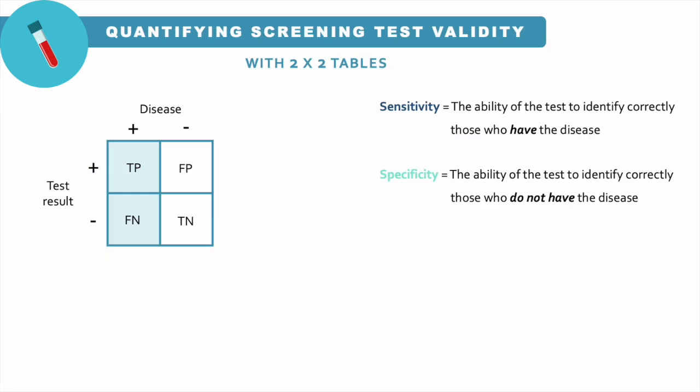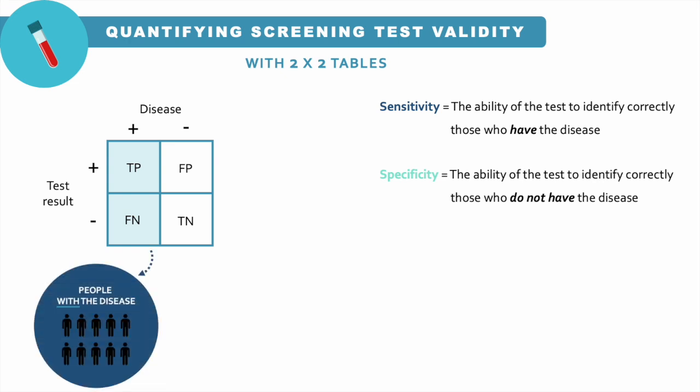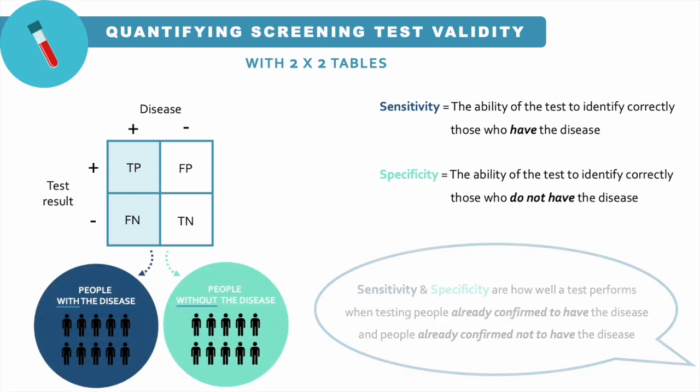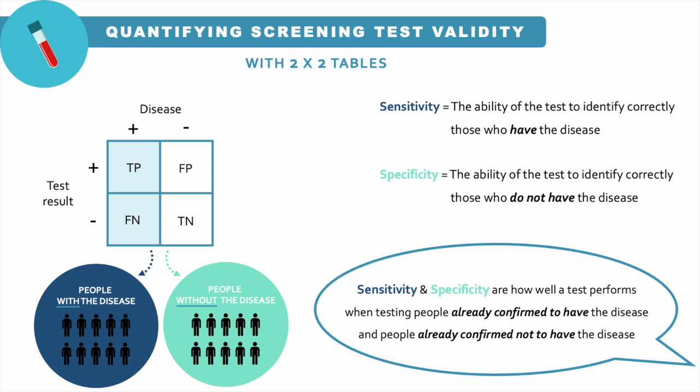2x2 tables are used in your textbook, and they're a common way of conceptualizing how well a test performs. This method works well if you're trying out a new test and comparing it to a gold standard test, but it's important to note that this is an artificial way of looking at things that isn't usually how you'll apply these concepts in real life.